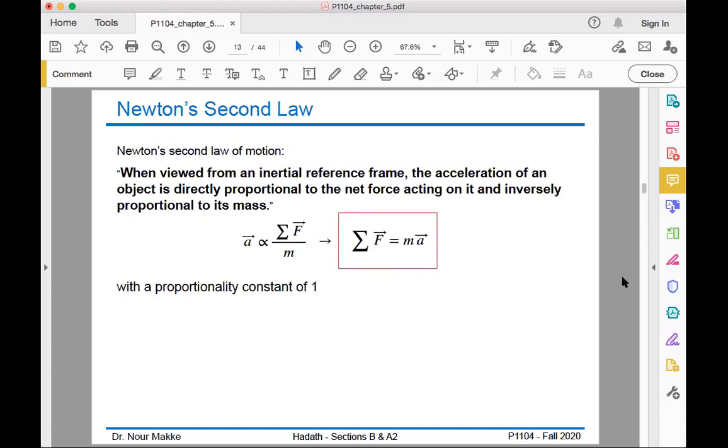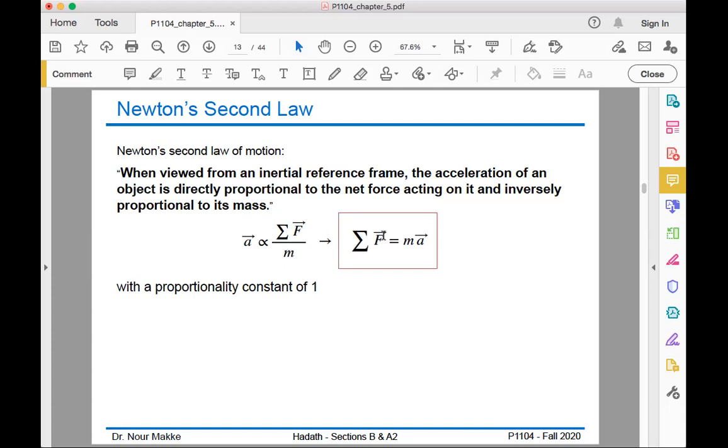Let's now, after we have defined and introduced the mass and the force, see what is Newton's second law statement. When viewed from an inertial frame, the acceleration of an object is directly proportional to the net force acting on it and inversely proportional to its mass. We can write it in terms of a mathematical equation. The acceleration is proportional to the net force acting on it, so the summation of all possible forces acting on an object, and inversely proportional to its mass.